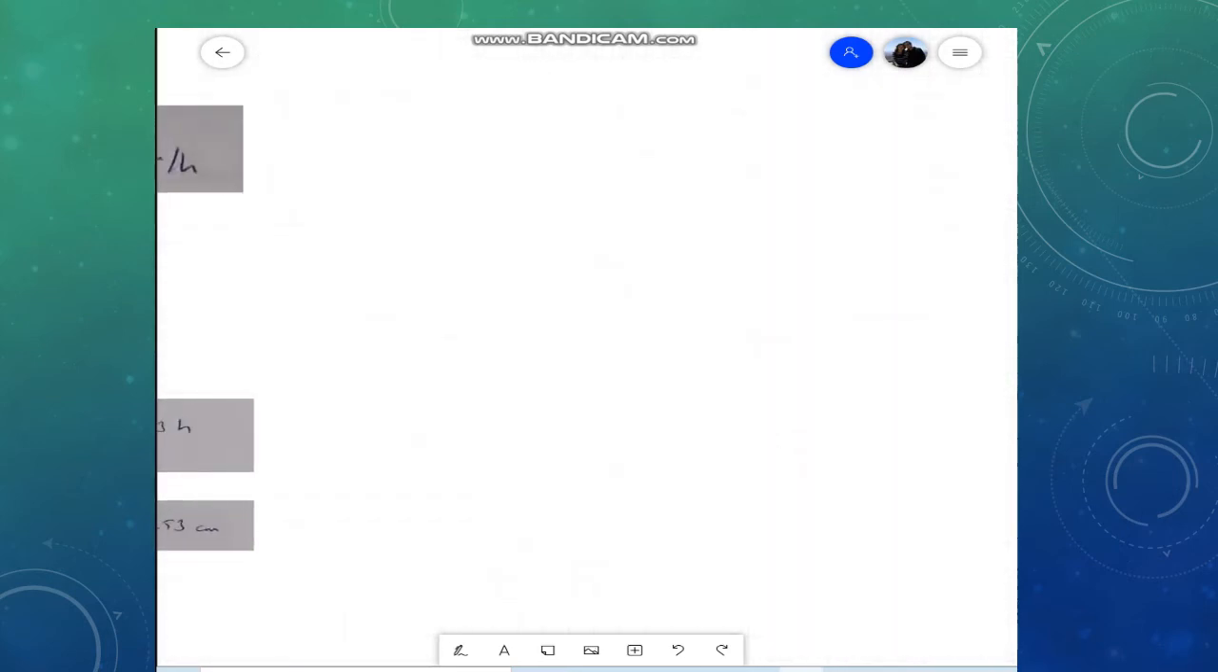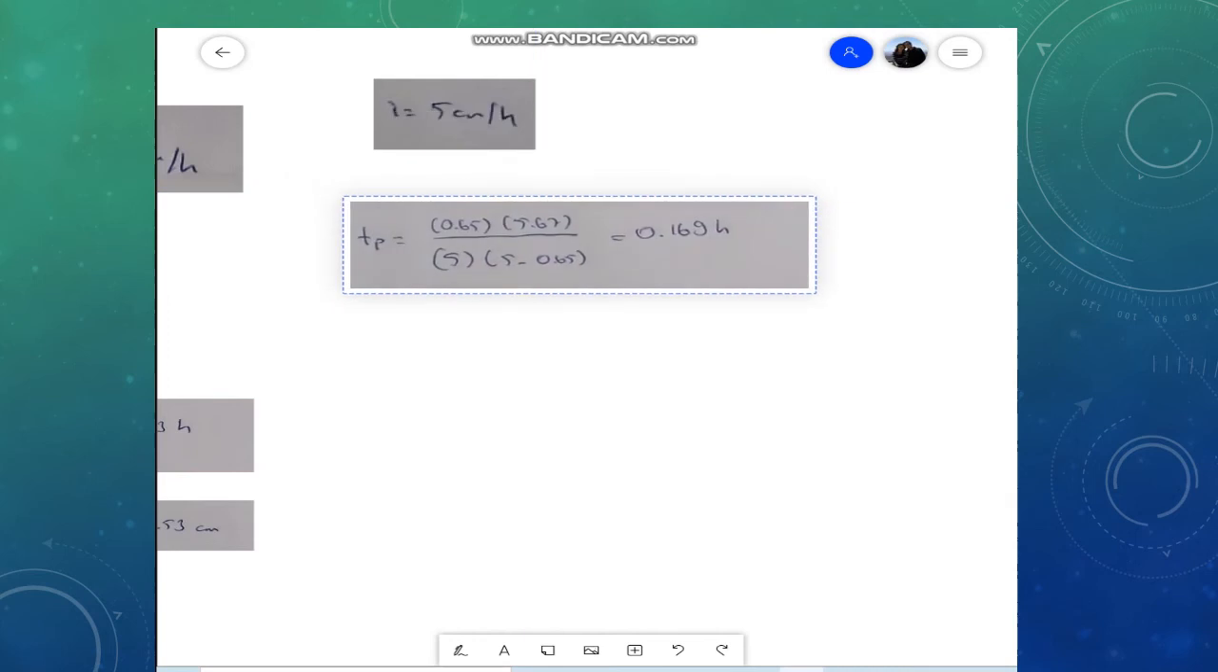Okay, let's go to 5. If we have 5 centimeter, so let's say here, i is equal to 5 centimeter per hour. Again, we need to apply our ponding time equation. When we apply the ponding time equation, we are going to see 0.65 times 5.67 over 5 times parenthesis 5 minus 0.65 hydraulic conductivity.